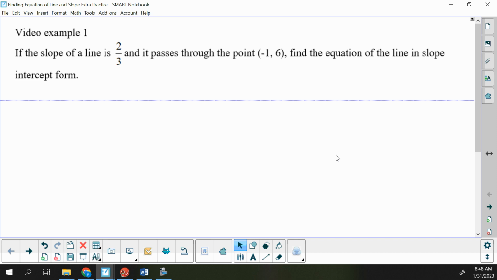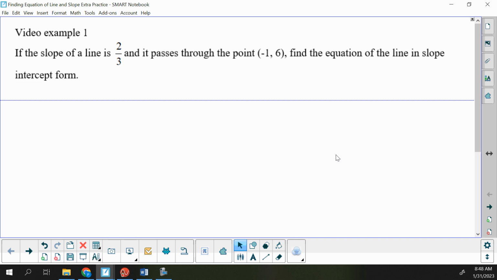All right, at this point you should have the slope and equation of lines practice sheet. We're going to go through video example 1 and video example 2, and then you will do the rest of the sheet as practice on your own. The first video example should help you with questions 1 through 4, and the second video example should help you with questions 5 through 8.